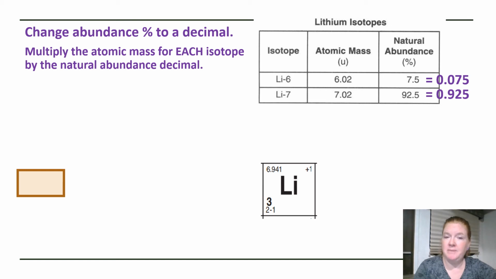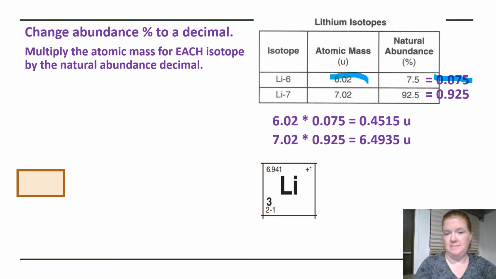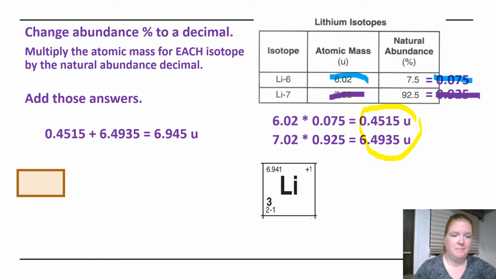Multiply the atomic mass for each isotope by the natural abundance decimal. So I do this, atomic mass times the natural abundance decimal. Then I'm going to do the same thing for the next one: atomic mass for that isotope times natural abundance. Add those two answers together. So I'm going to take these answers that I just got right here and add them up. And I'm going to get this.